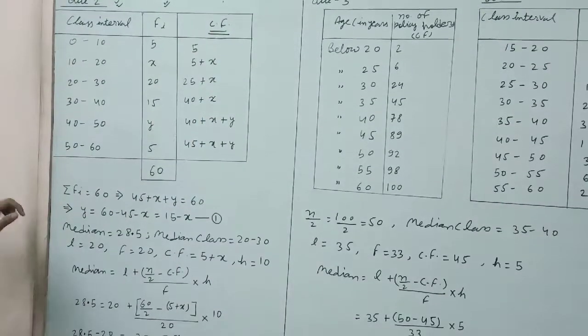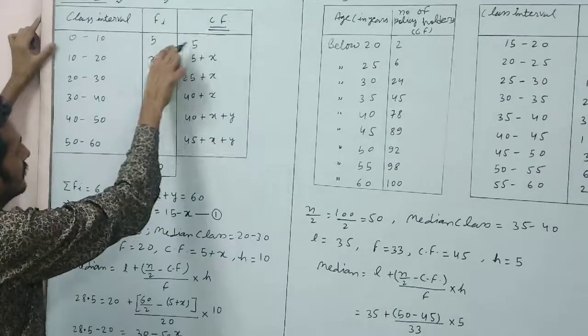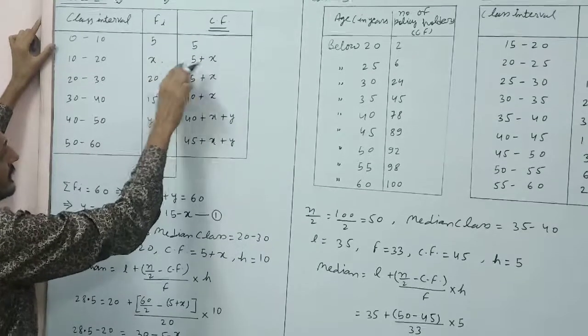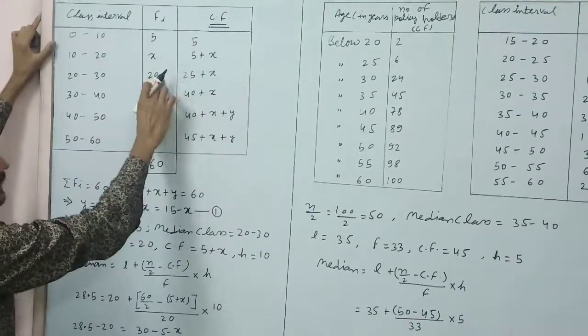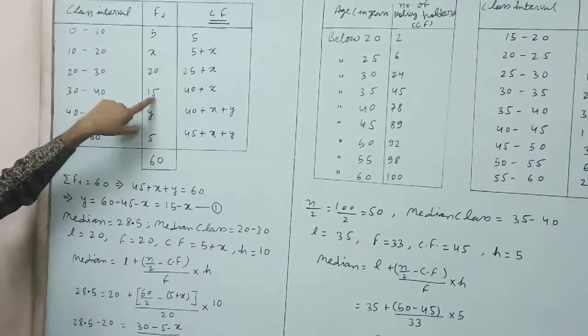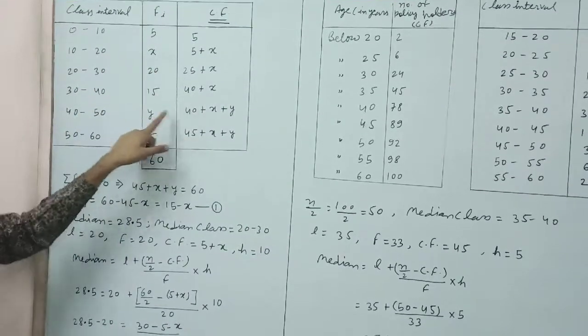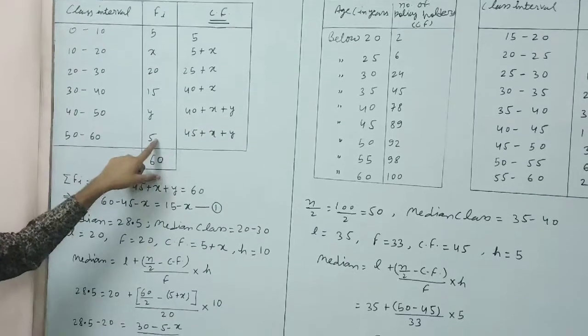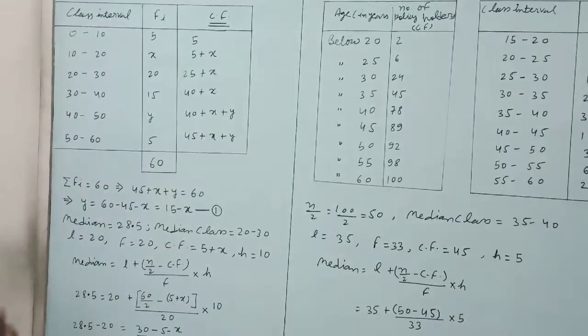So how to find CF? We have discussed in the earlier video. First 5 as it is, then 5 में x add करेंगे, 5 plus x, 5 plus x में 20 add करेंगे, तो 25 plus x and so on. 25 plus x में 15 करेंगे तो 40 plus x, फिर y add करेंगे तो 40 plus x plus y, फिर 5 add कर देंगे तो 45 plus x plus y.